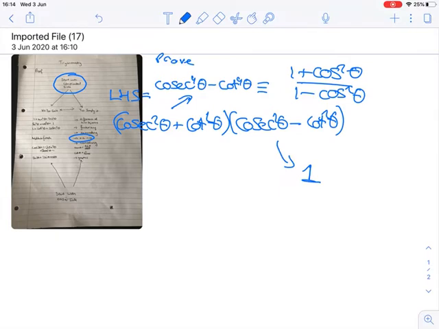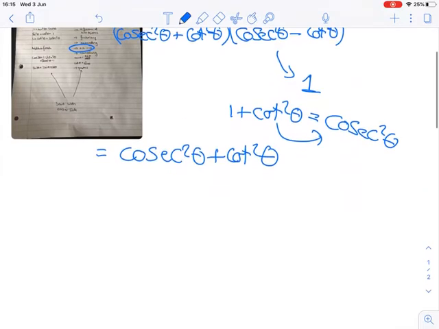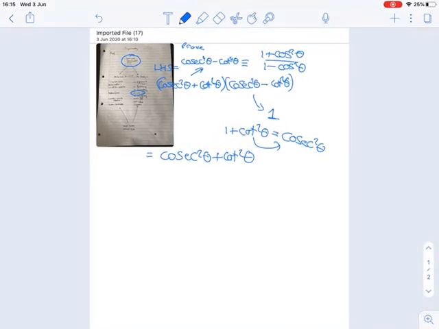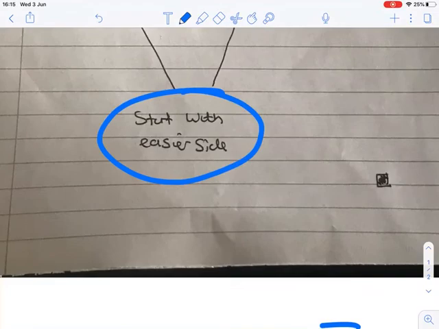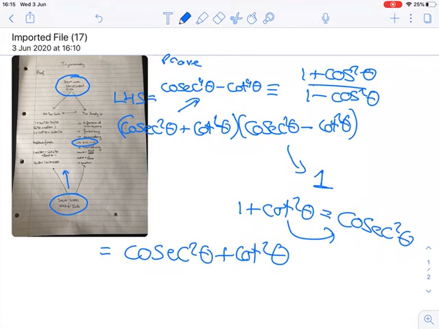Because this is a well-known identity: 1 plus cot squared is equal to cosec squared theta. And if you rearrange this, you get 1. Let's bring this to the other side. So now we're just left with cosec squared theta plus cot squared theta. If you don't know what you're doing at this stage, what you can actually do is start with the easiest side and then go through these steps. And what you're going to find is that you go forward this way, backwards this way, and eventually get to your proof solved. That's another way of doing it.